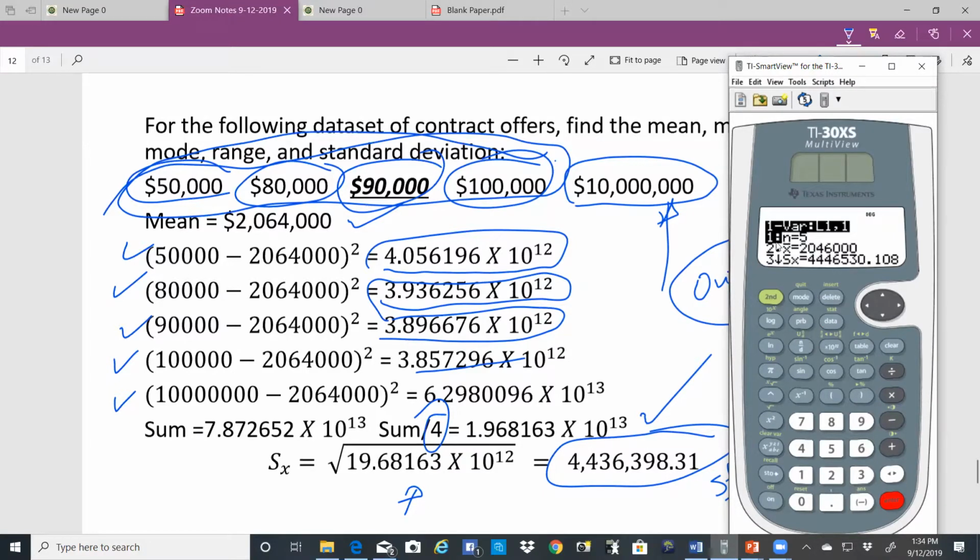N is 5, the number of data points. X with a bar over it is the mean, the average, okay, which is 2,046,000. The standard deviation, which we see right here on the slide, is 4,400,000. Wow. Did I put something in wrong?